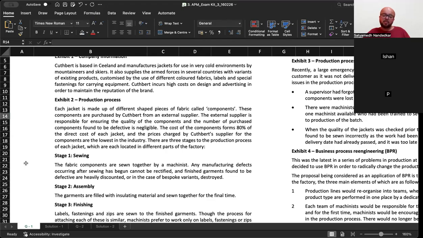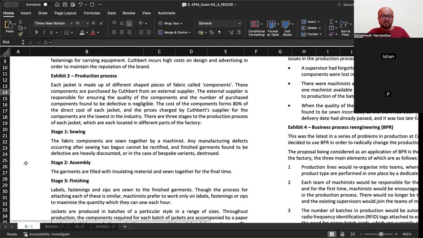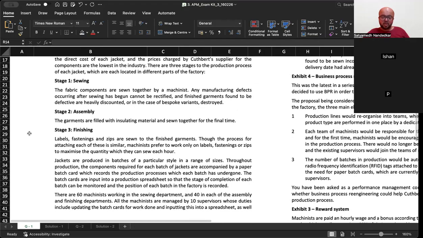Here they have described the production process, that the components are purchased from an external supplier. He is responsible for ensuring the quality of the components, and the number of purchased components found to be defective is negligible. The cost of components forms 80% of the direct cost. Okay. And the prices charged by Cuthbert's supplier for components are the lowest in the industry. There are three stages to the production process of each jacket, which are sewing, assembly, and finishing.